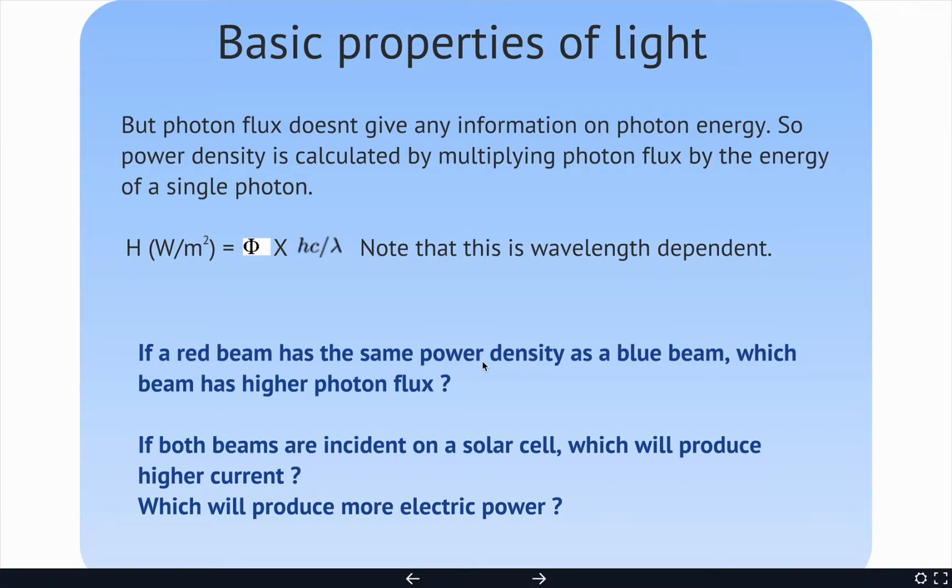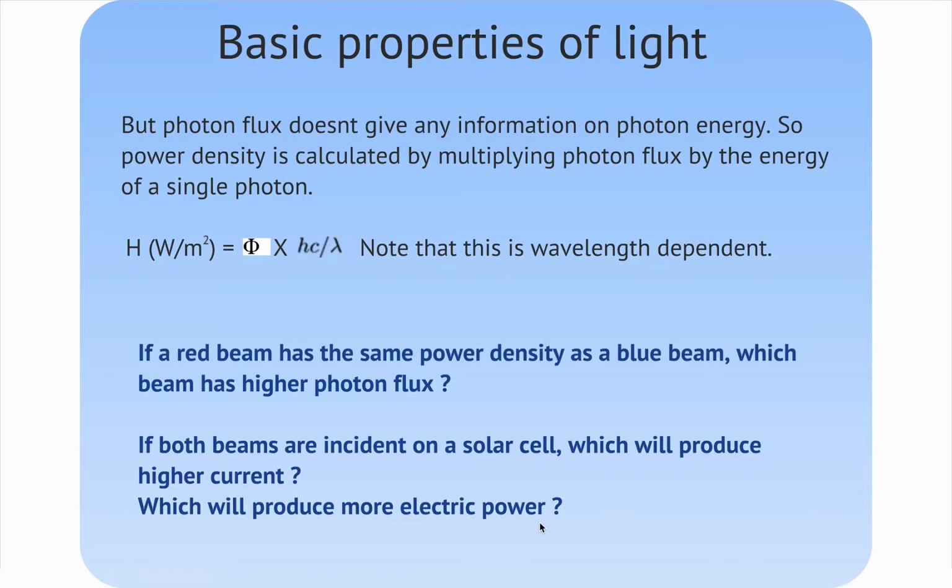Why? Because it's the same power density, right? Electric power out of the solar cell. Now, I'm going to make a very simplistic assumption that the efficiency of a red photon is the same as that of the blue photon, which is, of course, not true in a real solar cell. But here we're going to assume that's the case. If that's the case, then they will both produce the same electric power.